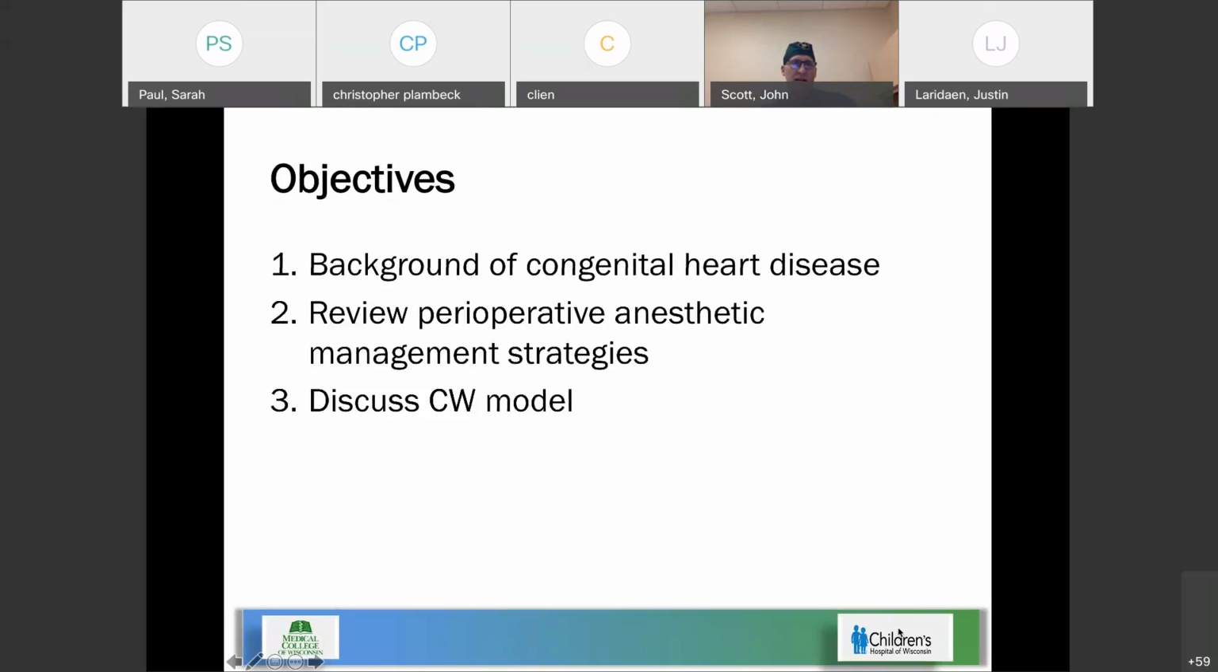The objectives for today's presentation are to review the background of congenital heart disease, to review some perioperative anesthetic management strategies, and to discuss the model we employ at Children's Wisconsin.